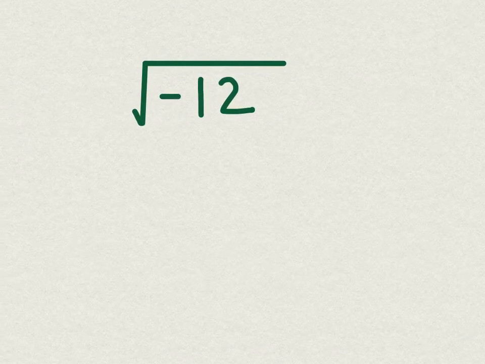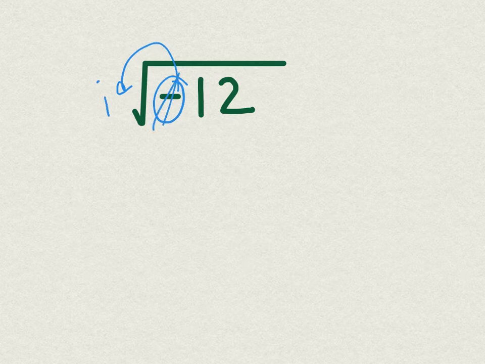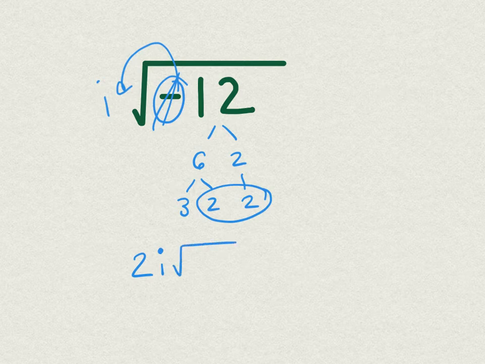Alright, next one. Square root of negative 12. What should we do first? Take out the negative, turn it into an i. So now we just have the square root of 12. What are factors of 12? 6 and 2. What are factors of 6? 3 and 2. Do we have any pairs here? We have a pair of 2. So what comes outside? The 2 comes out, because that's what we circled. The i was already out. And then what stays on the inside? 3.